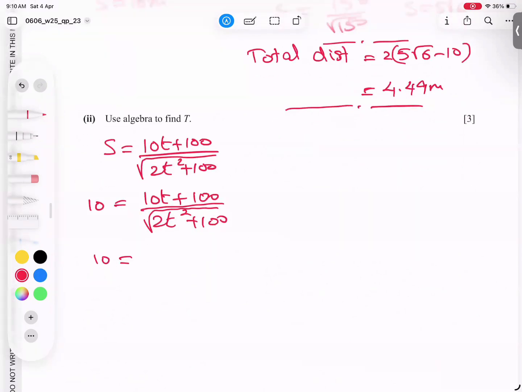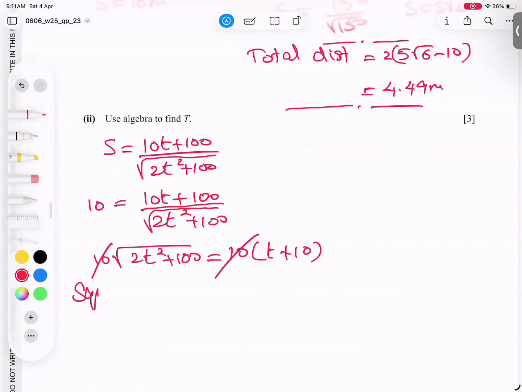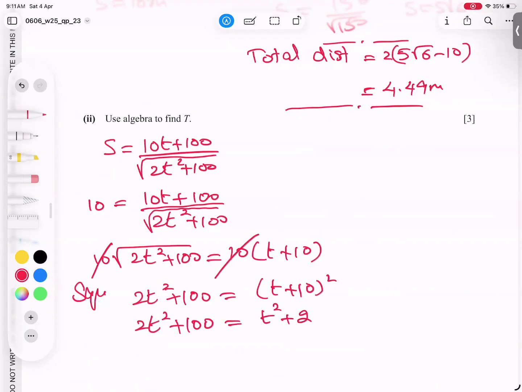I'm doing cross multiply also, 10 times root of 2t square plus 100 equal to 10 common. I got 10 plus t, 100. This 10 cancels, squaring both sides. So I'm getting 2t square plus 100 equal to (t plus 10) whole square. And I'm getting first term square, plus 2 into first term, second term 20t, and second term square 100.